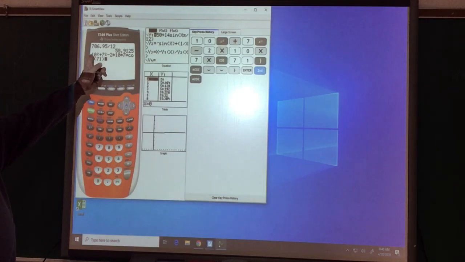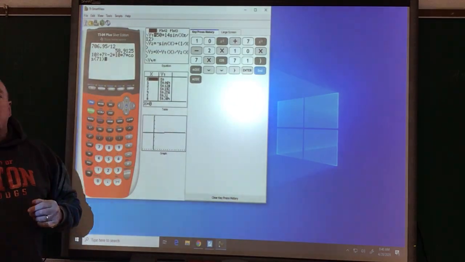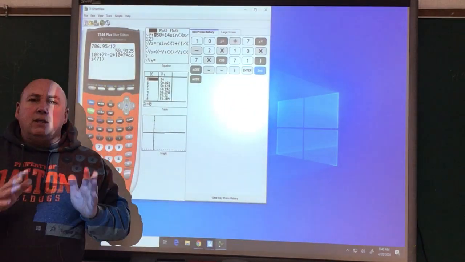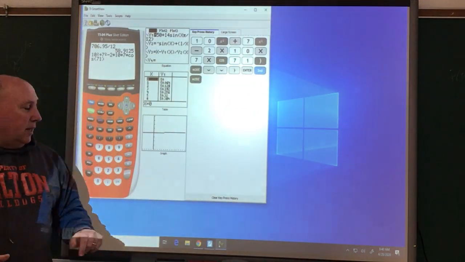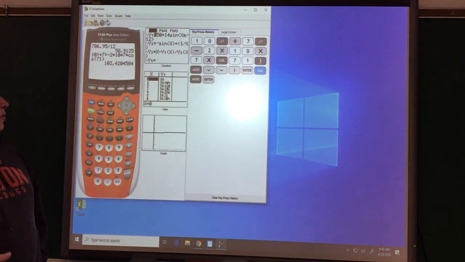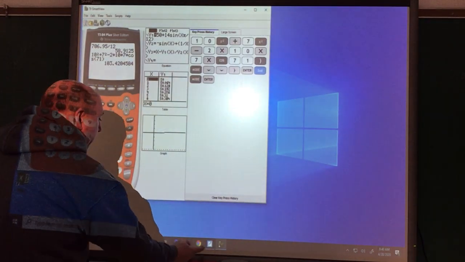So I typed in exactly what I had with my law of cosines equations. I don't have to do pieces parts with this. I can type it straight in as it is and then enter. And what this comes down to is 103.42.